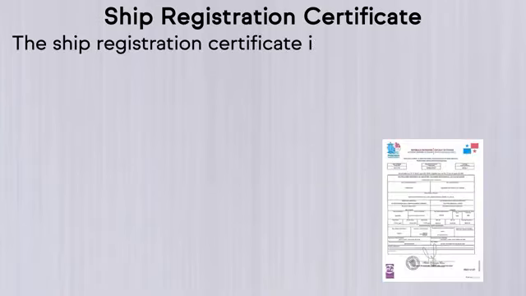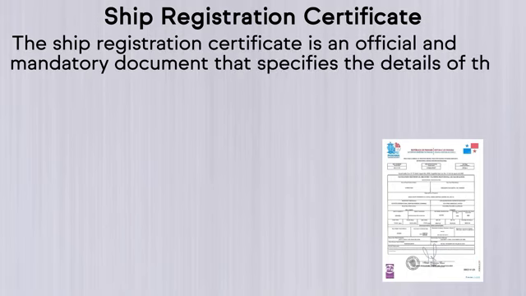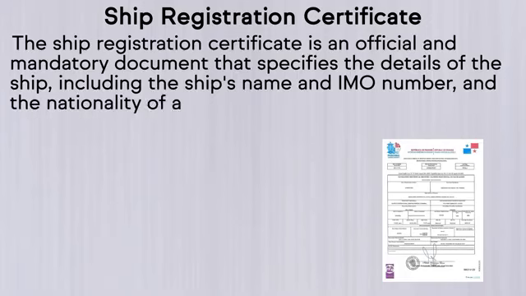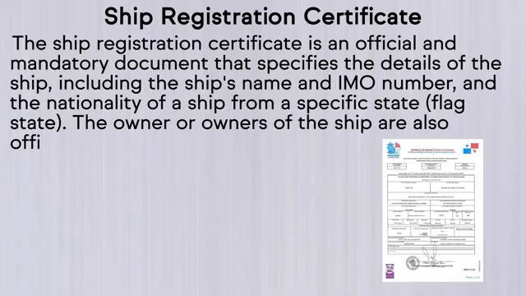Ship Registration Certificate. The Ship Registration Certificate is an official and mandatory document that specifies the details of the ship, including the ship's name and IMO number, and the nationality of the ship from a specific flag state. The owner or owners of the ship are also officially introduced in this document.